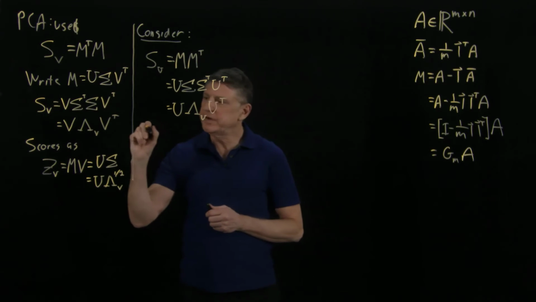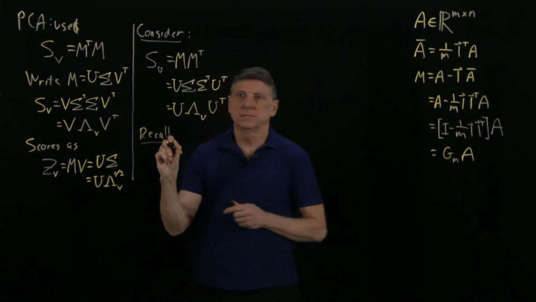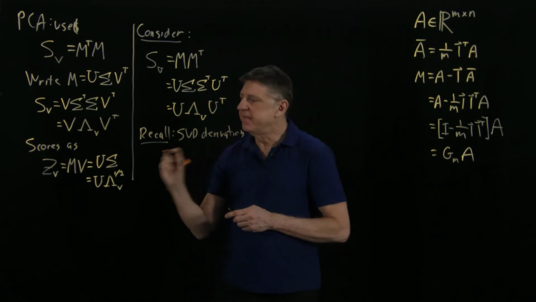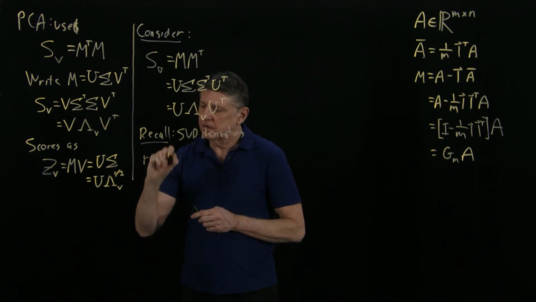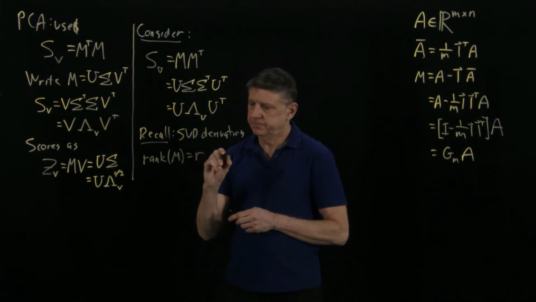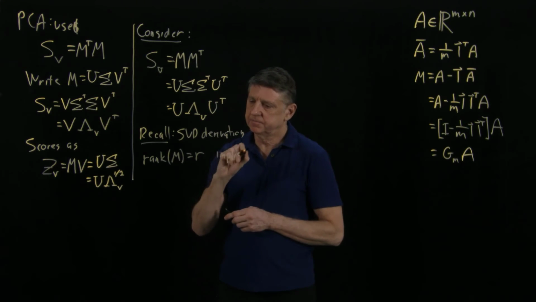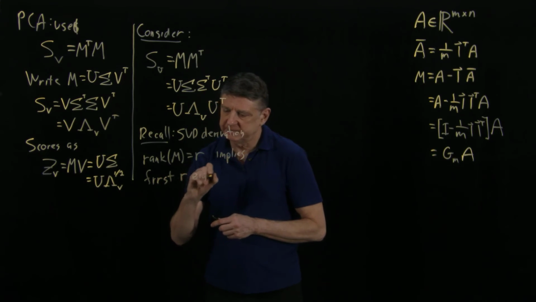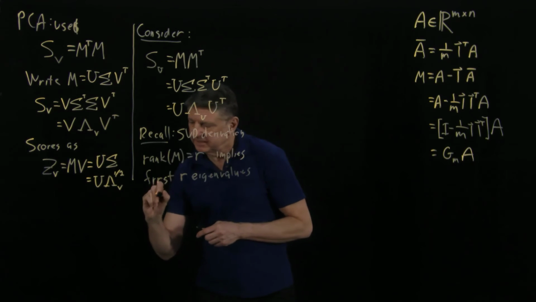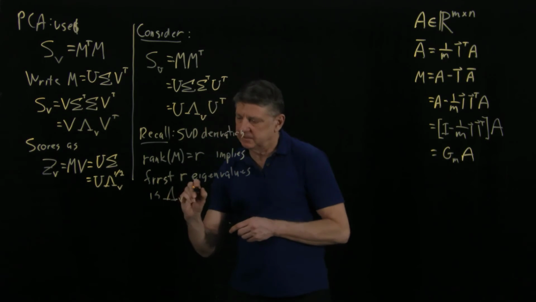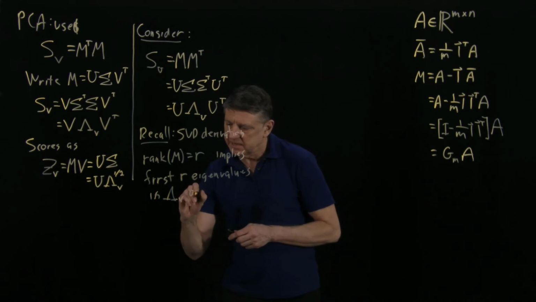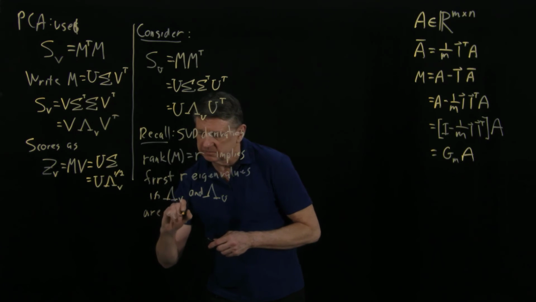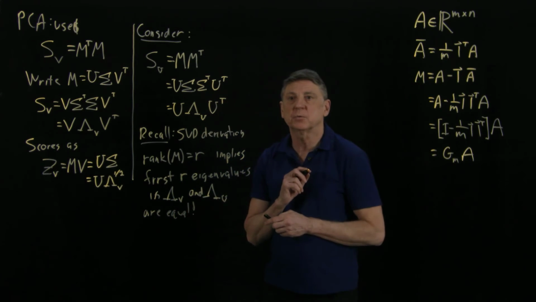Now, let's recall the SVD derivation. That is that if the rank of our zero mean matrix equals R, that implies that the first R eigenvalues, in the variable style and the observation style, are equal. So let's put a little exclamation mark. We don't usually do that.